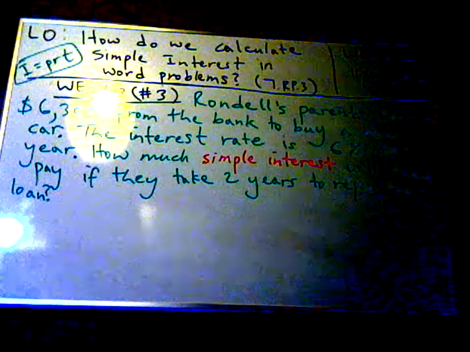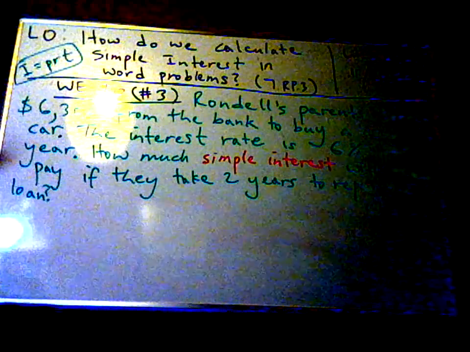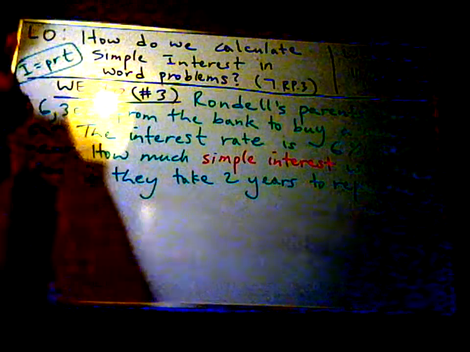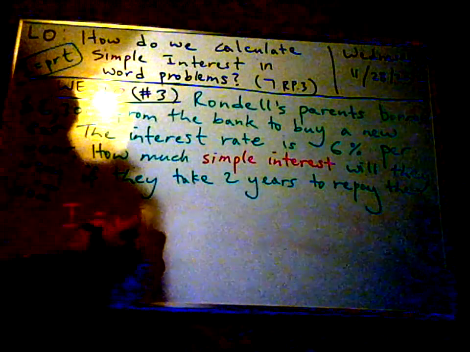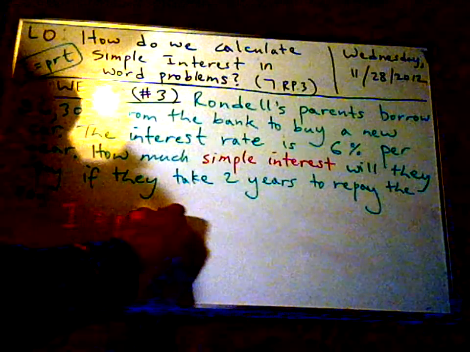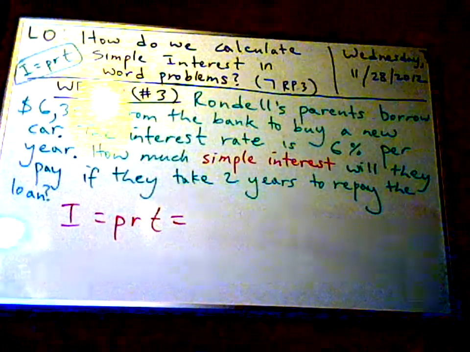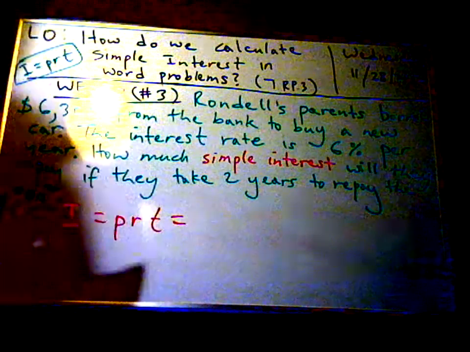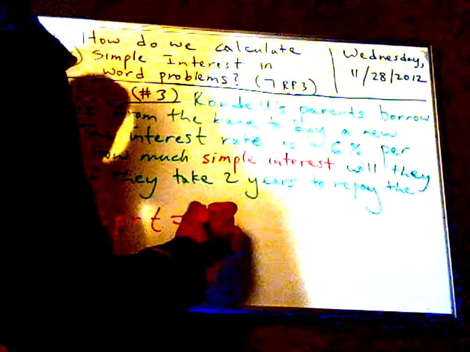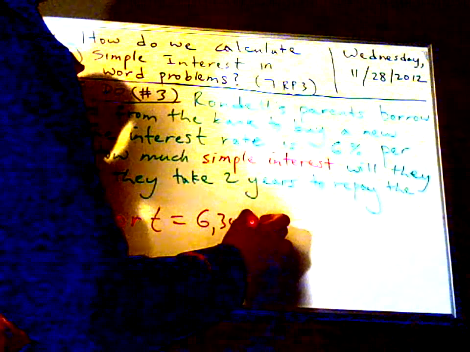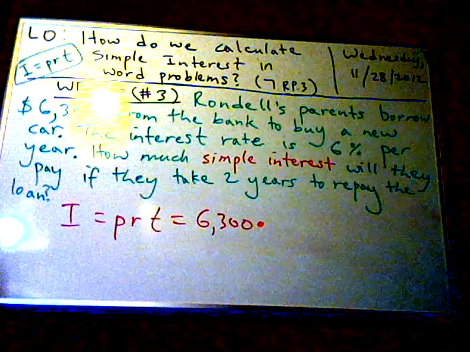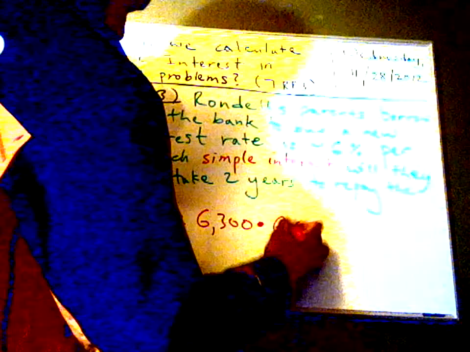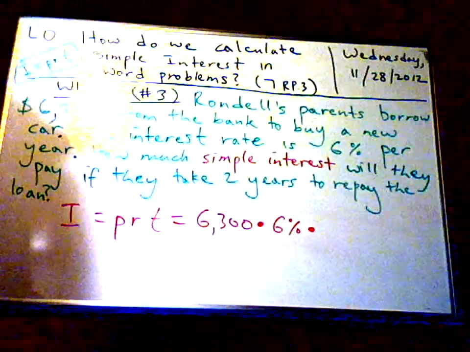Okay. Again, simple problem. So what do we have here? For a formula, I is equal to PRT. So what is our principal here? Yes, you're right. The principal is 6,300, and the rate 6%, and the time that they're taking to repay is 2 years, and everything in the end will give you dollars.